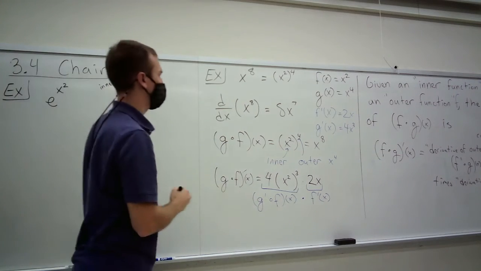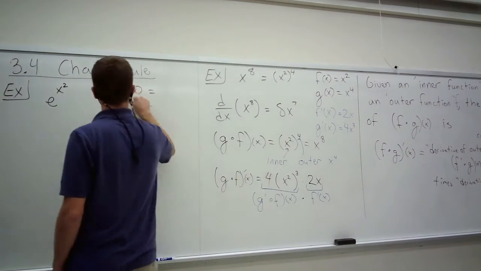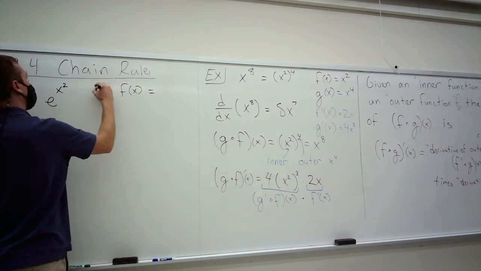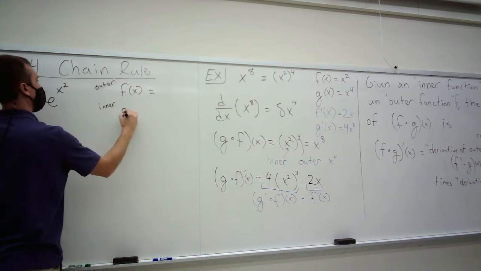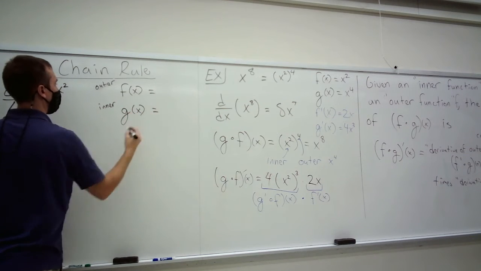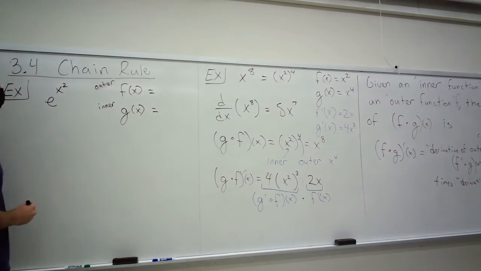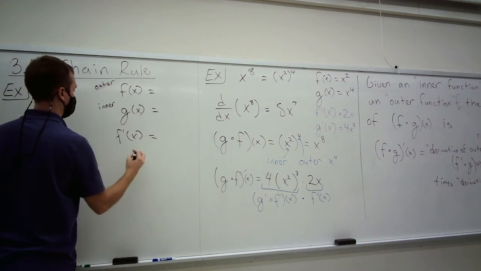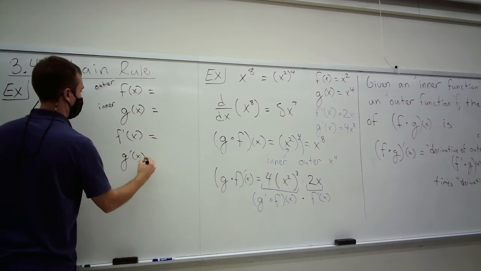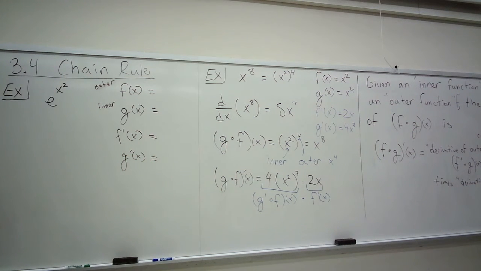Is that what I used over here? I used g as the inner. So think about what is the outer function and what is the inner function. And then once we've confirmed that you know those, then we can write down the rest of the table. F prime, g prime, and then we'll fill in the chain rule's expression.